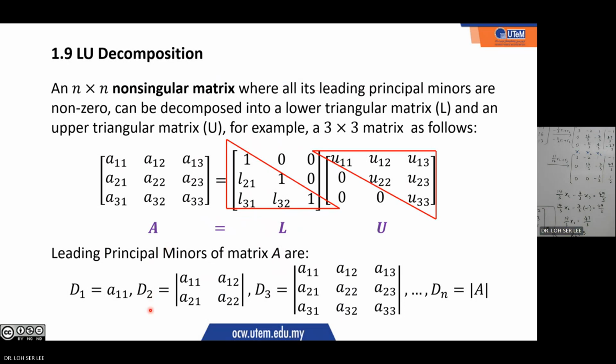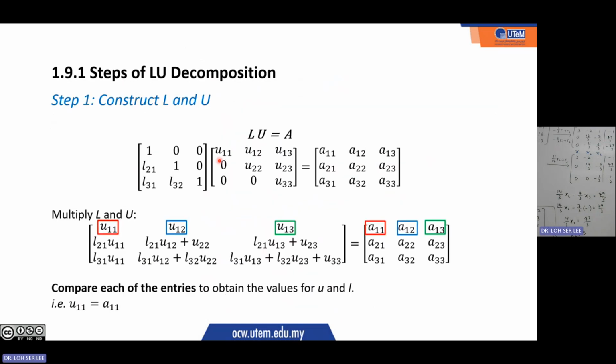I repeat once again: a square non-singular matrix that satisfies the condition that all its leading principal minors are non-zero can be decomposed into L and U. It must satisfy this condition. So there are 2 methods to decompose A into L and U. This is the first method.